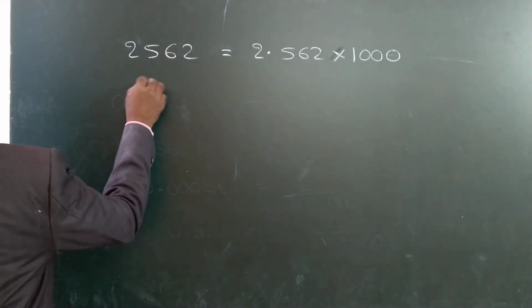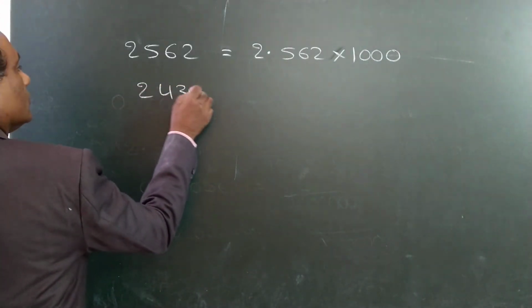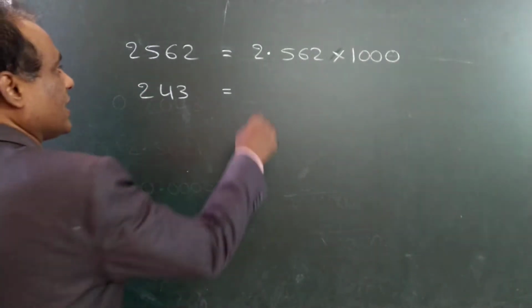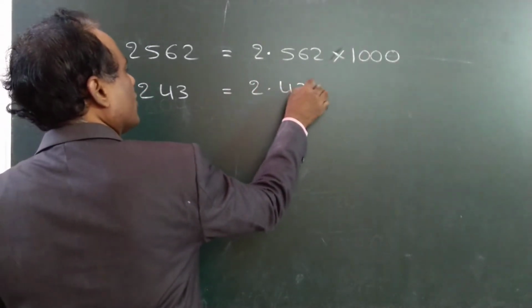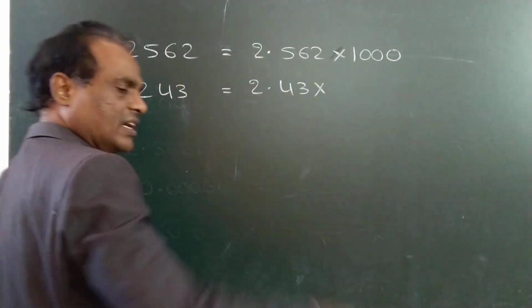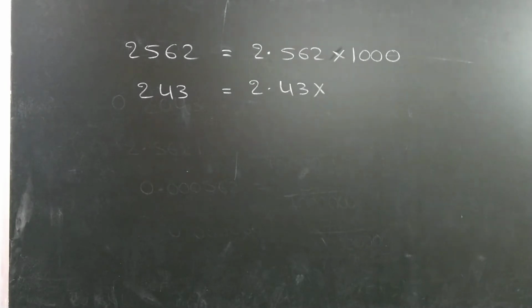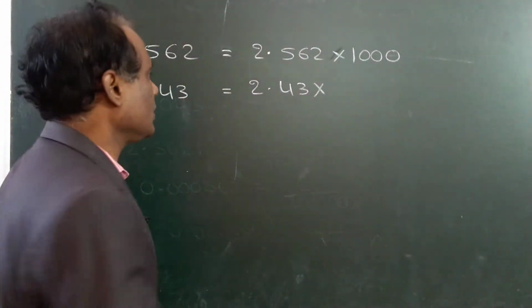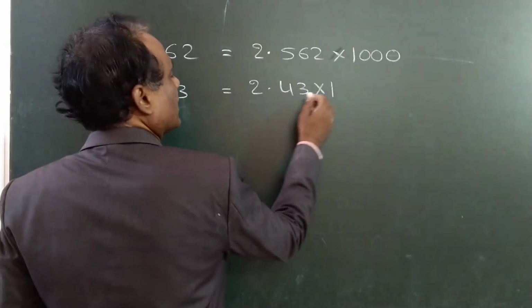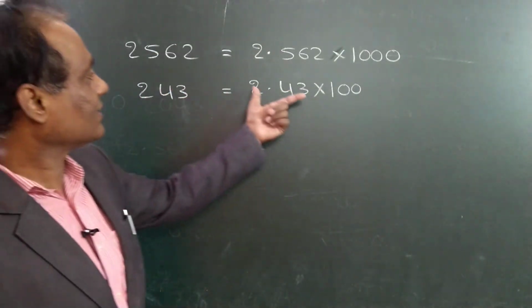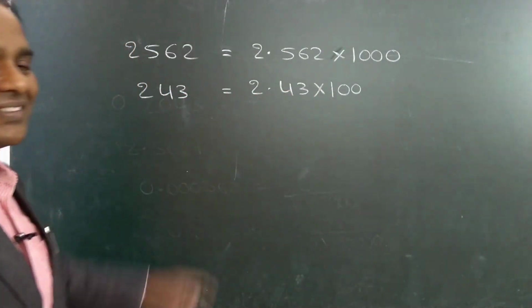See here. How to keep the decimal here? I want a decimal after 1 digit. I want always a decimal after 1 digit. How to write? 243 can be written as 2.43 into 1 followed by 2 zeros, since after the decimal there are 2 digits. This can be done like this. If you multiply these two, you get the same answer.